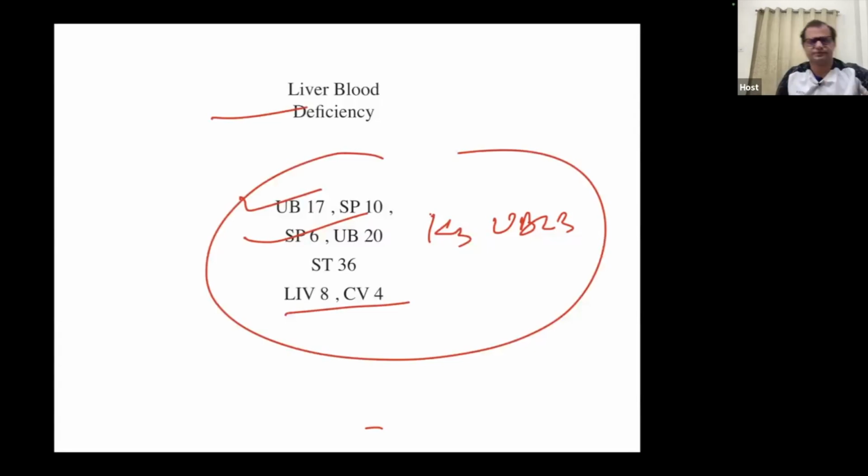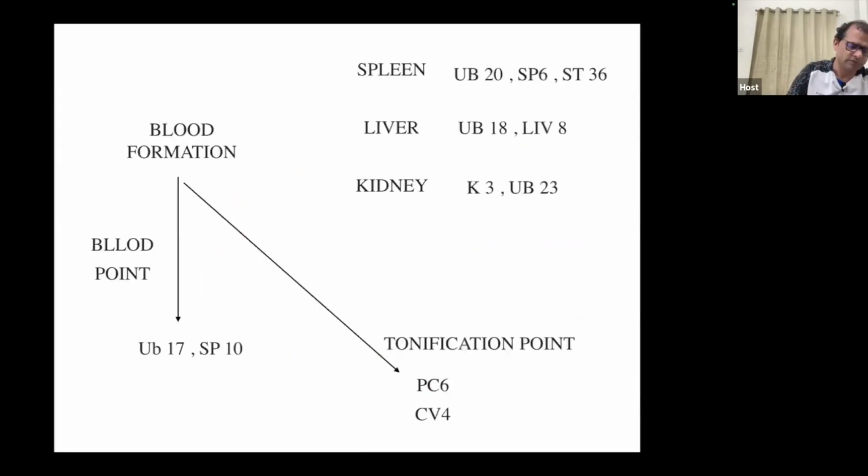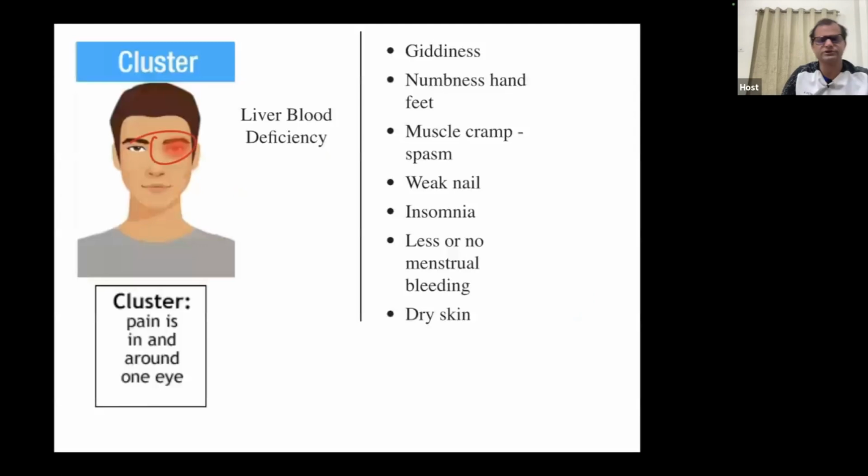Liver blood deficiency means we can treat cluster headache, eye pain. We can treat giddiness, numbness of the hand and feet, muscle cramps.